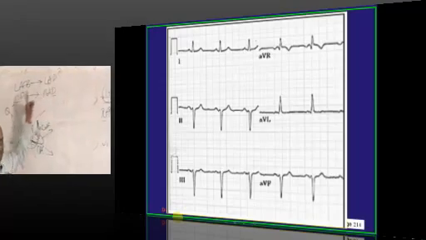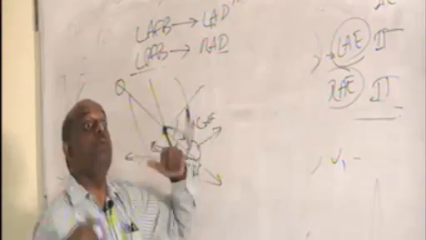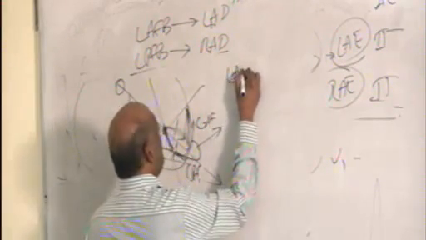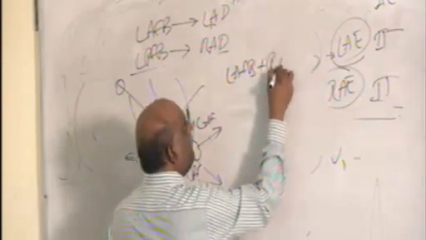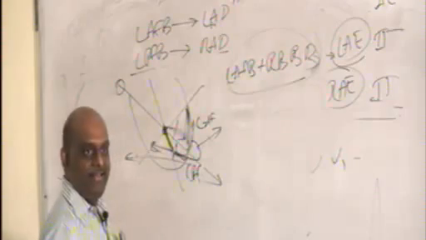LAFB leads to LAD, LPFB leads to RAD. But what is the most common combination? LAFB plus RBBB is the combination of bifascicular block.